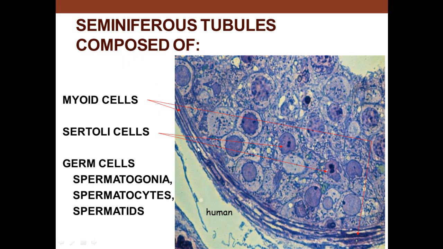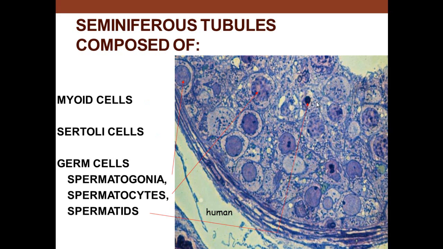One cell is a myoid cell that marks the limit of the seminiferous tubules. And then inside there you have another somatic cell, which is a Sertoli cell. So here we see a couple of Sertoli cell nuclei in through there. But actually Sertoli cells start from the base and they go all the way to the lumen.